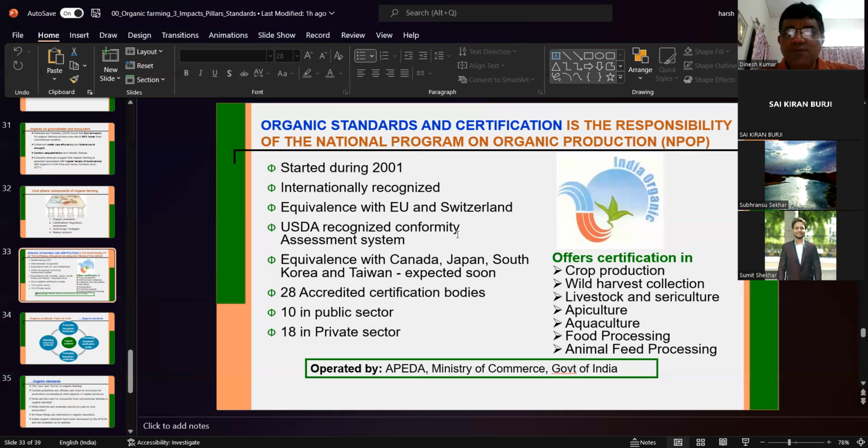USDA has recognized the conformity assessment system of our standard. There is equivalence with Canada, Japan, South Korea, and Taiwan. People of APEDA were working on this. Perhaps they must have got it. And there are roughly 28 accredited certification bodies. Out of 28, 10 are in the public sector, meaning government agencies are doing the job of certification, and 18 are in the private sector.